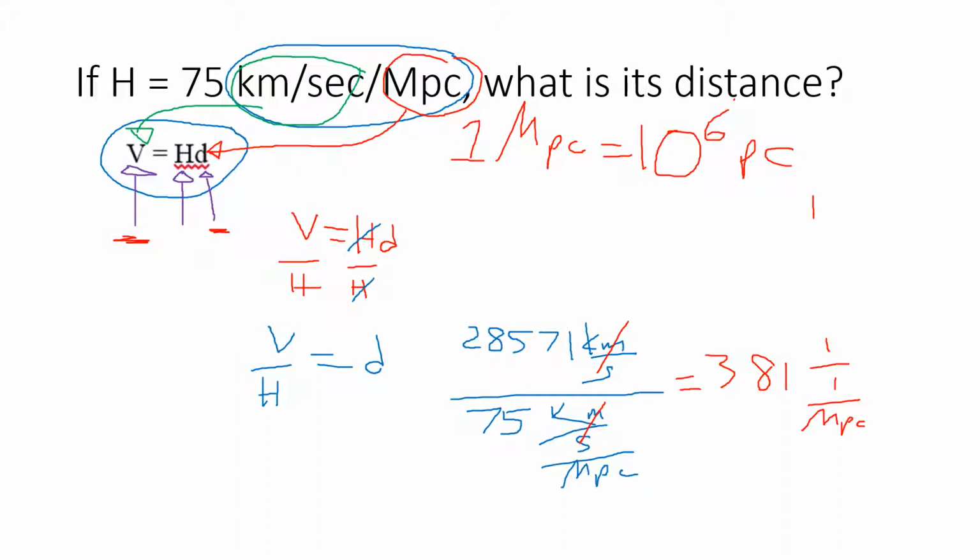That's like 1 over 1/2. 1 over 1/2 is just 2. 1 over 1 over megaparsecs is just megaparsecs. So our answer is going to be 381 megaparsecs, 381 million parsecs away. Better start walking and pack a snack.